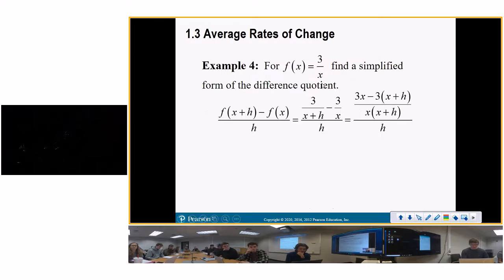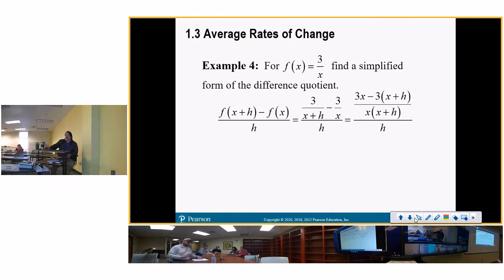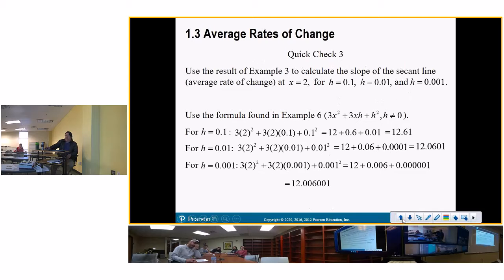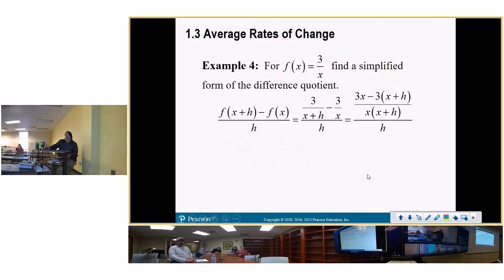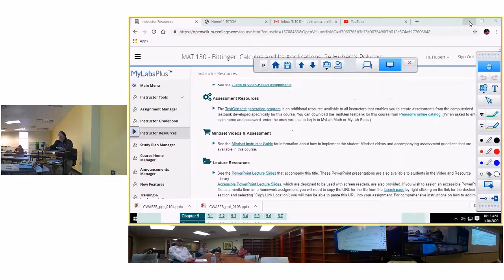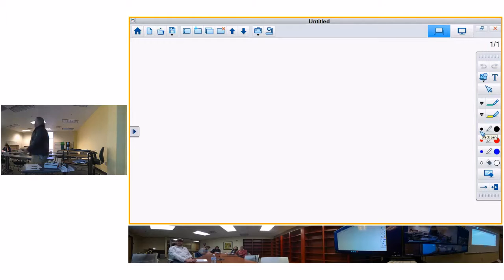All right, you try 3 over x. You try that one, 3 over x. Well, I don't know why they're showing you the answer. I don't want to show the answer. Whatever. Well, I tell you what, 3 over x, and we'll just go to the whiteboard since I want you to be able to do it without looking at the board. 3 over x, right? Yes, sir. f of x is equal to 3 over x.